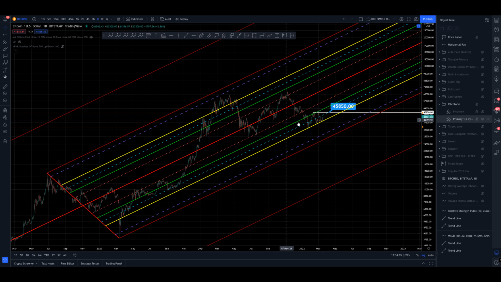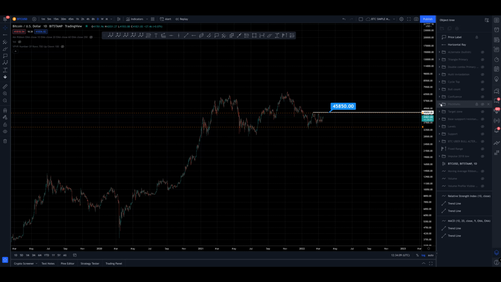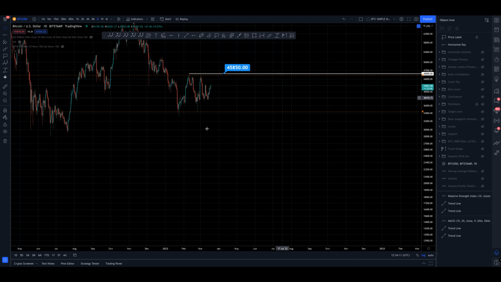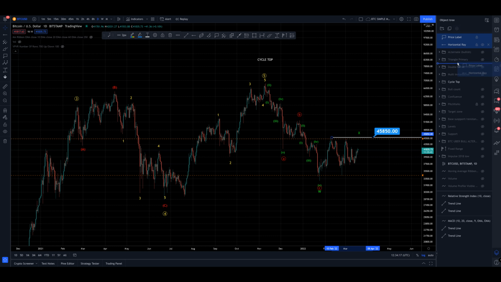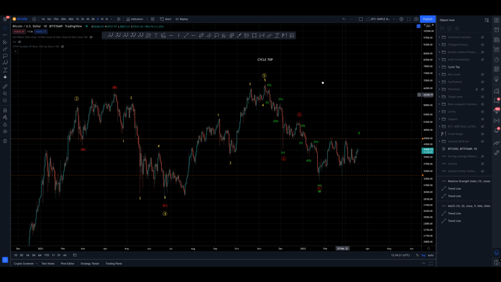The final count, which I should touch on here, is the idea that we've had a cycle wave top already complete. Okay, then where do I want to put this pattern here? I'll put it in the triangle primary and get it out of the way.